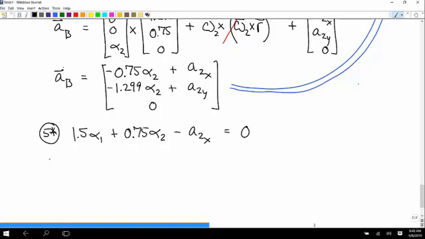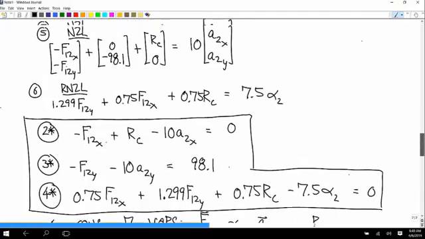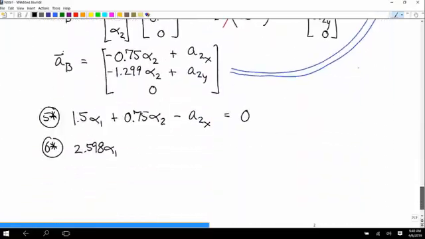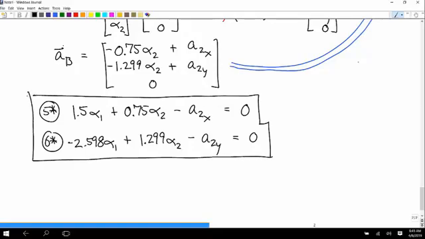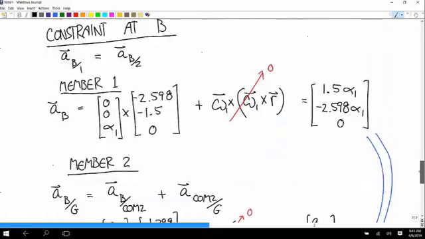And then equation 6 star says 2.598 alpha 1, negative, plus 1.299 alpha 2 minus A2y is equal to 0. Any questions about that? Okay. So now we're done with the constraint at B.